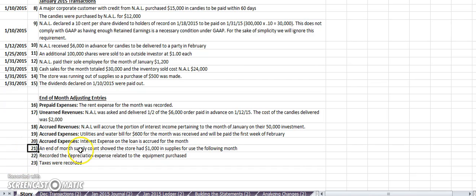End of month supply showed the store had $1,000 in supplies for use the following month. Okay, so the store had a $1,000 end of month supply. How are we going to calculate this? We're going to work our way backwards.